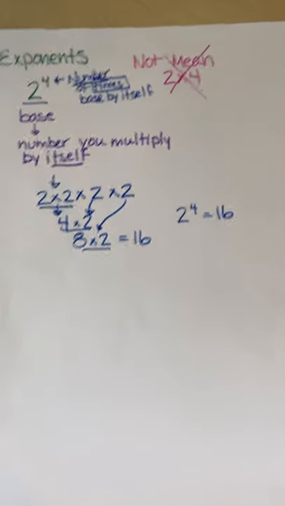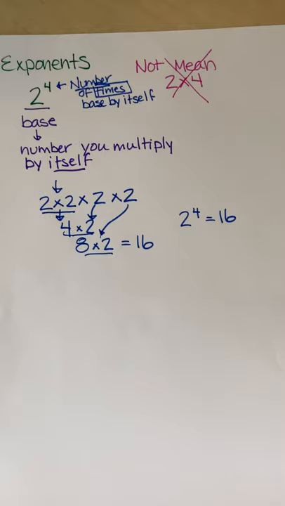Roscoe wants out of the room, so give me 1 second. Okay, goodbye. Apparently he doesn't want to learn exponents.